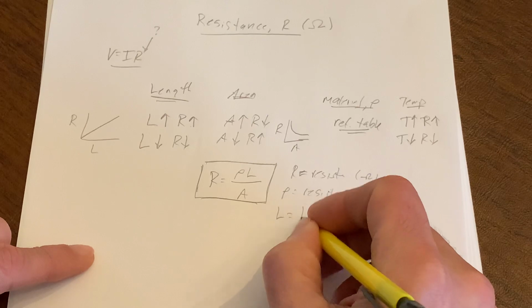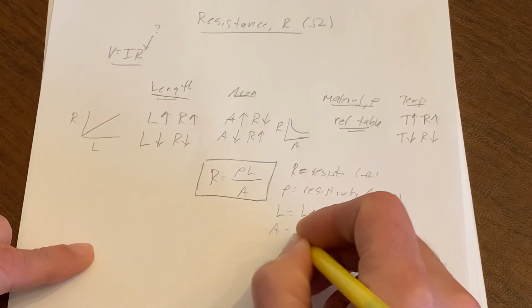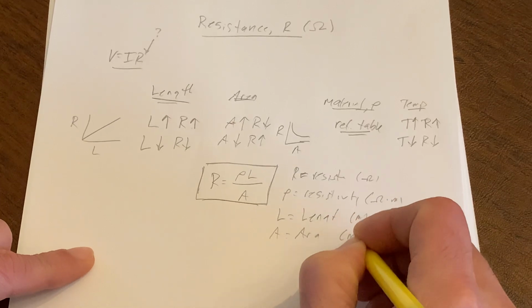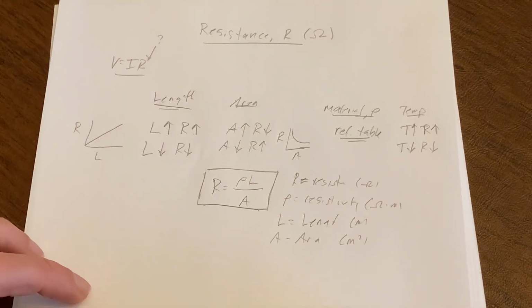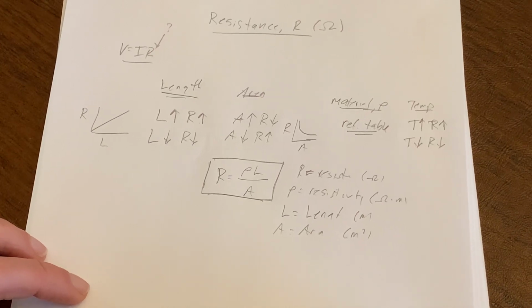How about the length? Well, that's going to be L, length, and that is in meters. And what about A? Obviously, that's the area. Be careful, that's meters squared, okay? All right, so here are the factors that go into the resistance of a wire.